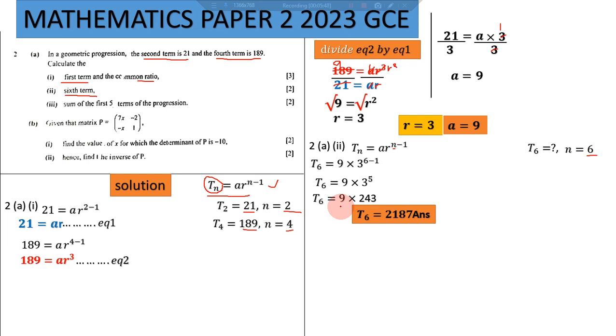Good. We go to question 2a, Roman numeral 3. Calculate the sum of the first 5 terms of the progression. Now, on the sum, we have two formulas.